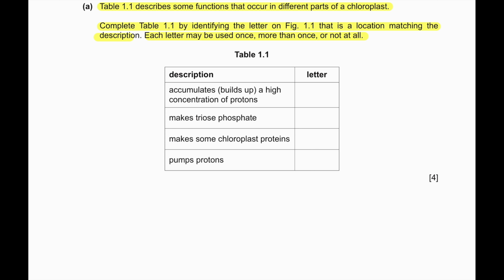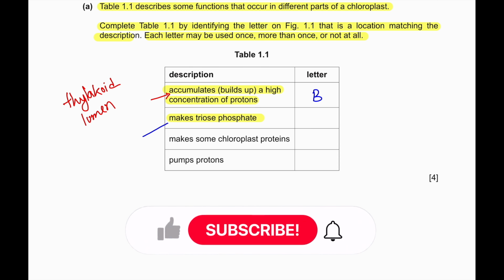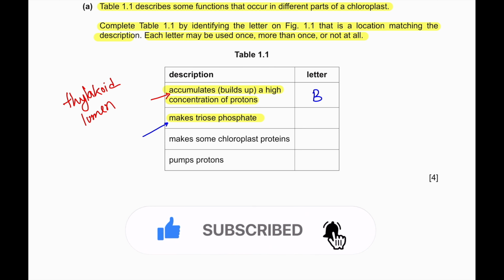So the first description says accumulates buildup of high concentration of protons. High concentration of protons is built up in thylakoid lumen. So the letter is B. Makes triose phosphate. Triose phosphate is produced in the stroma. It is in the light-independent portion of the reaction. So, it will be stroma, which is A.